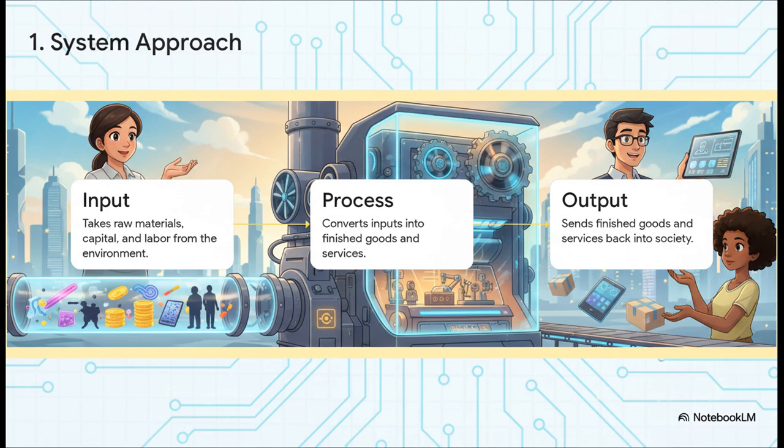This basically sees a business like a machine. It takes in inputs, things like raw materials, money, and workers from its environment. Then it processes them, turning them into goods and services. And finally, it sends those outputs back out into society for all of us to use. It's this continuous cycle of give and take.